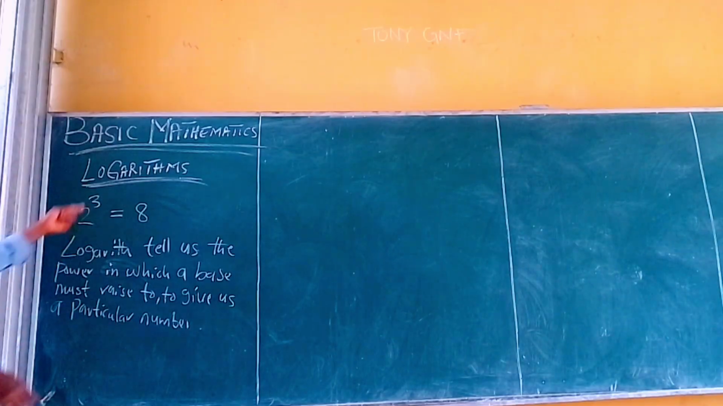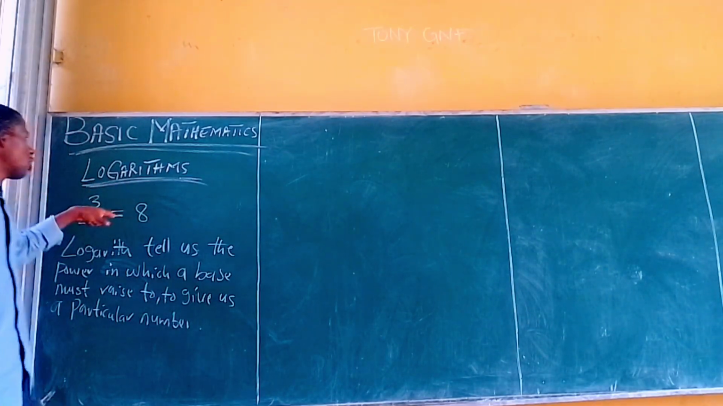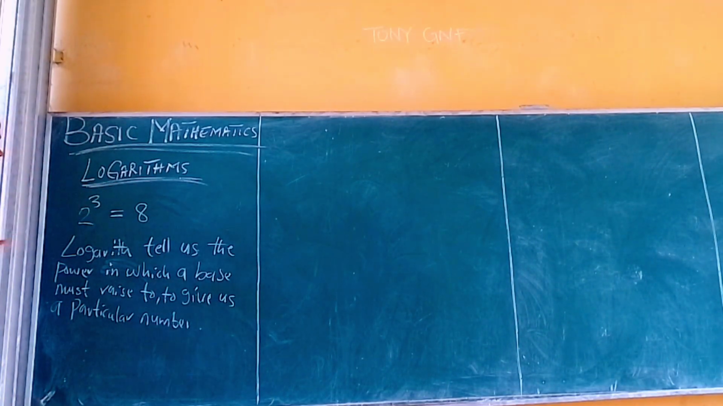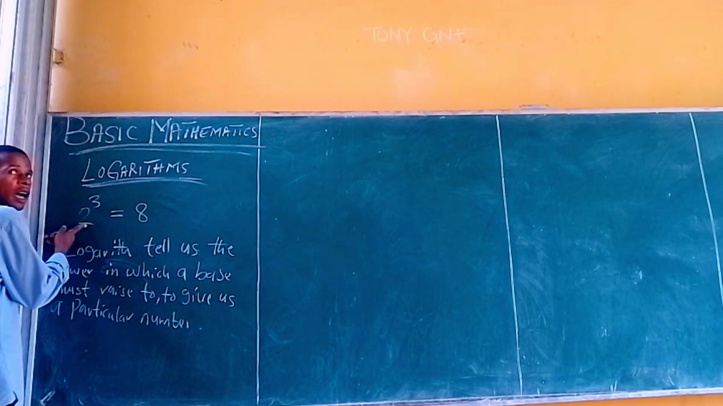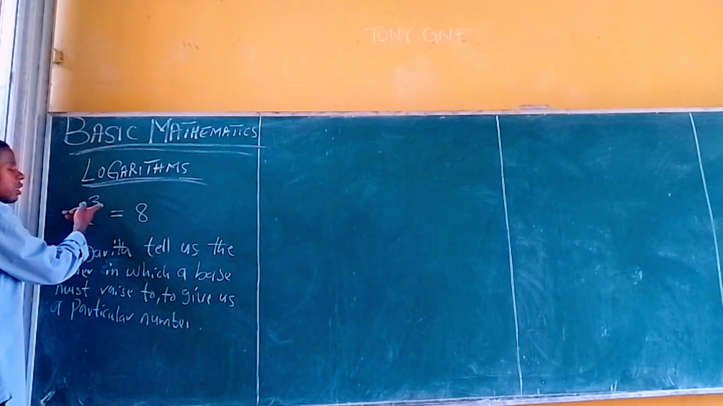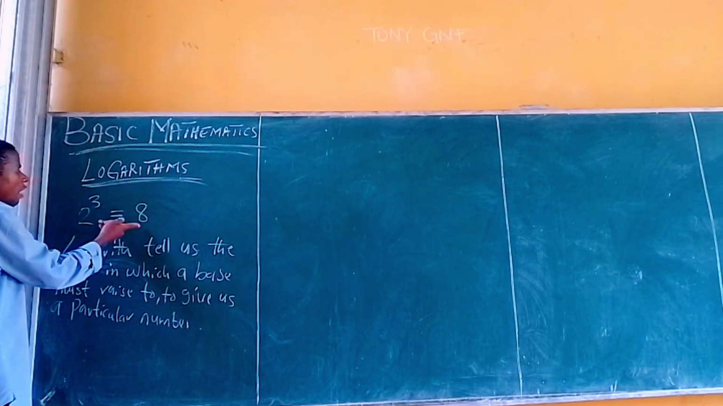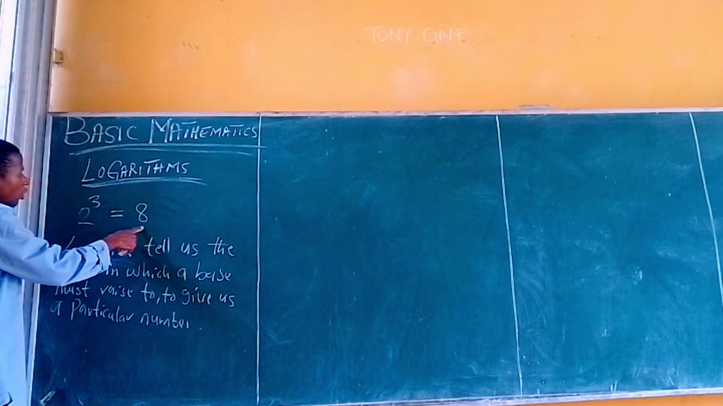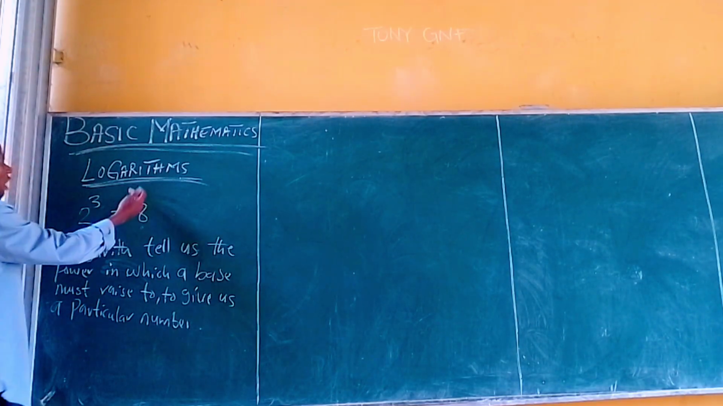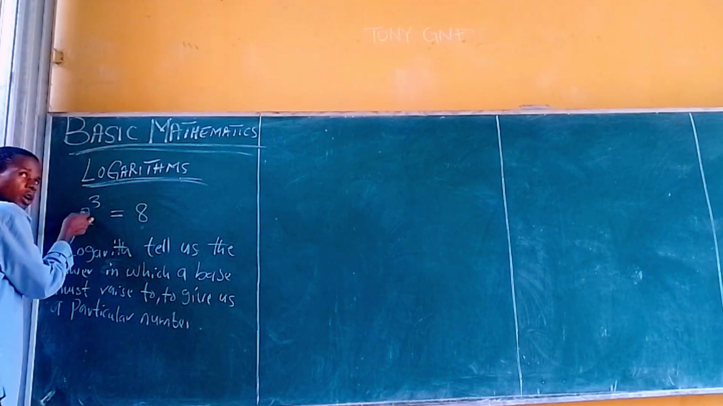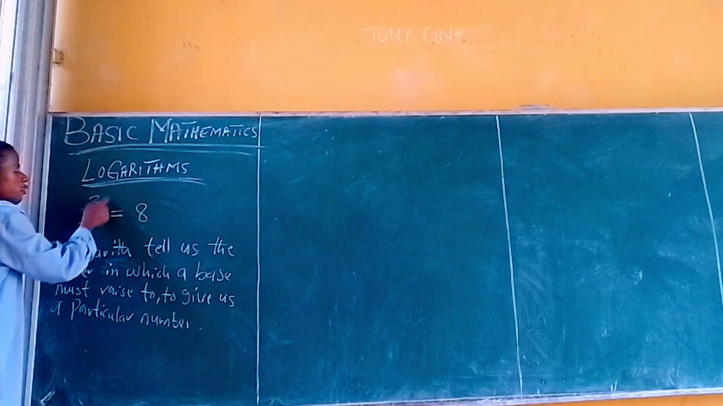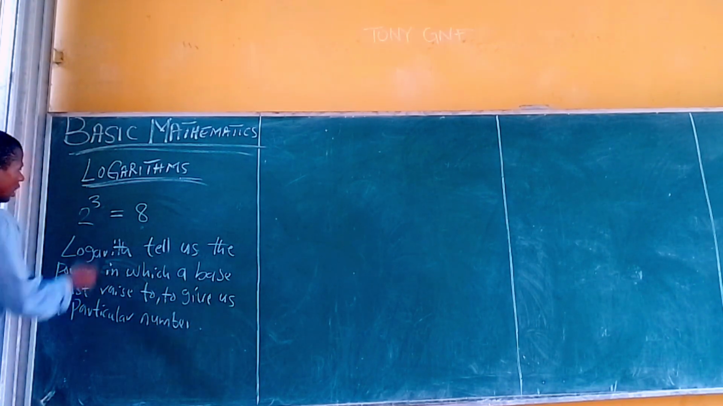Now, if you look at logarithm, we have said that logarithm is the reverse of what? Indices, right? And in indices, we have the base, and we have the power or index, then we have a number. But logarithm is the reverse of indices. So let's look at this.